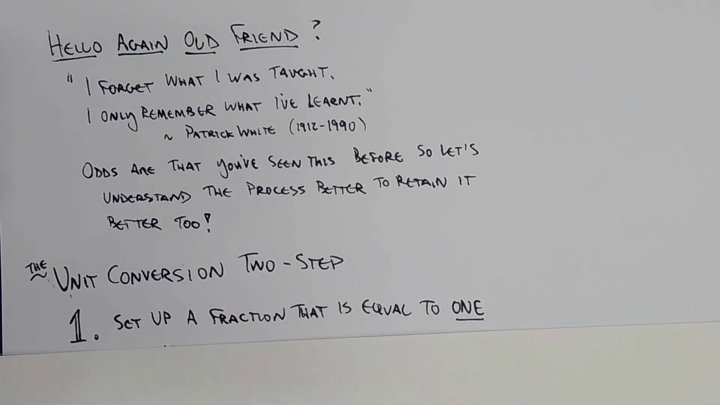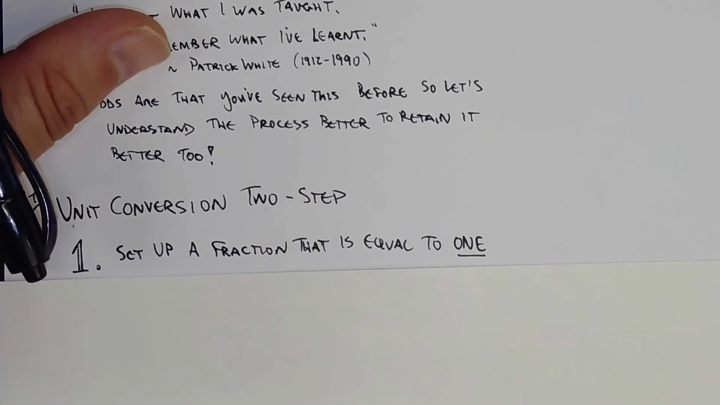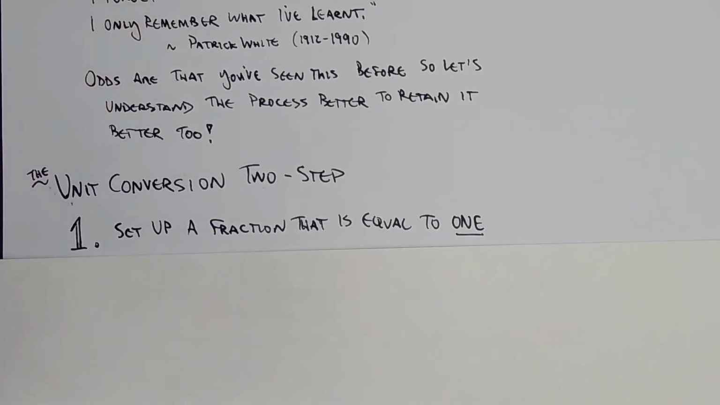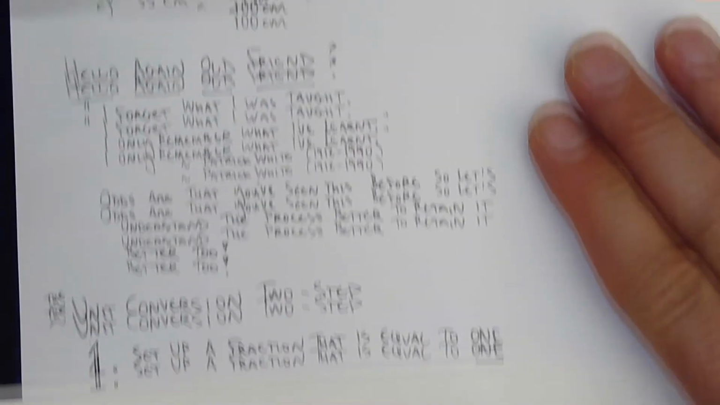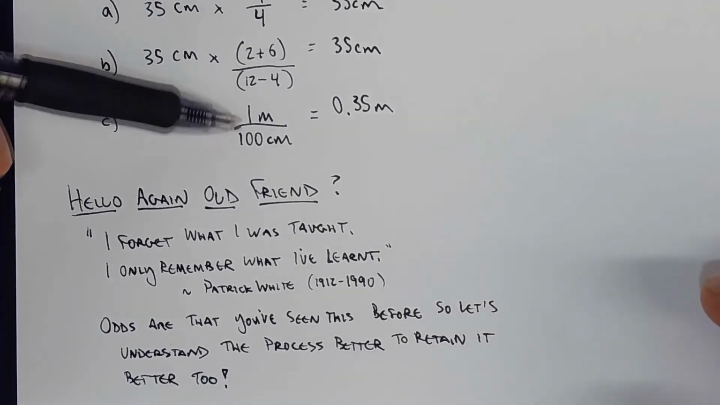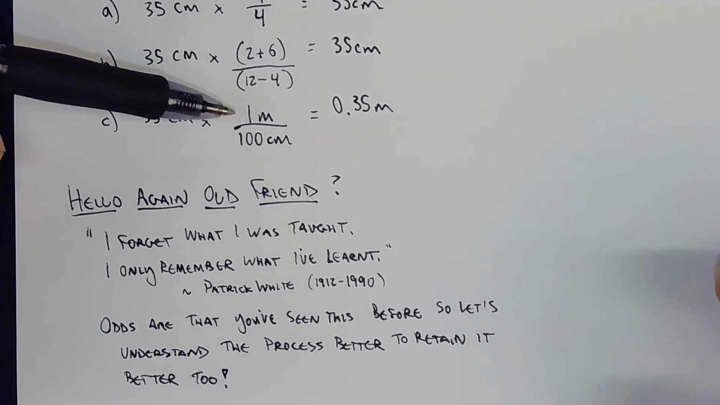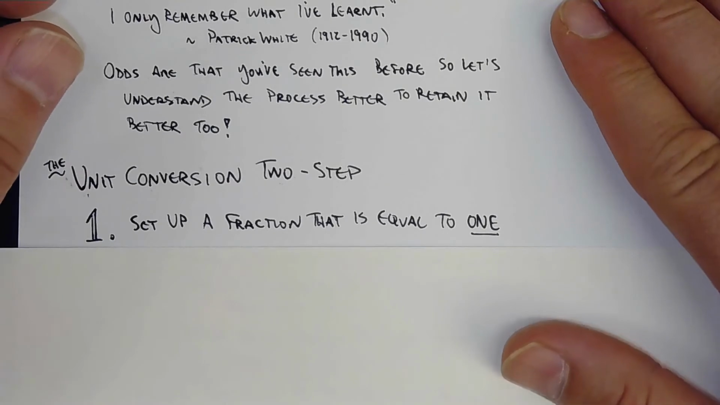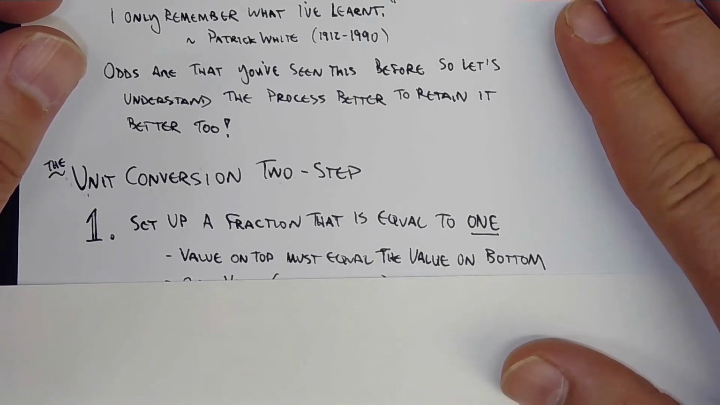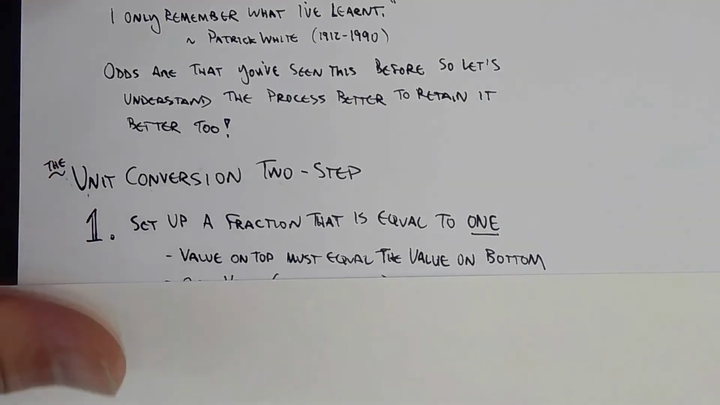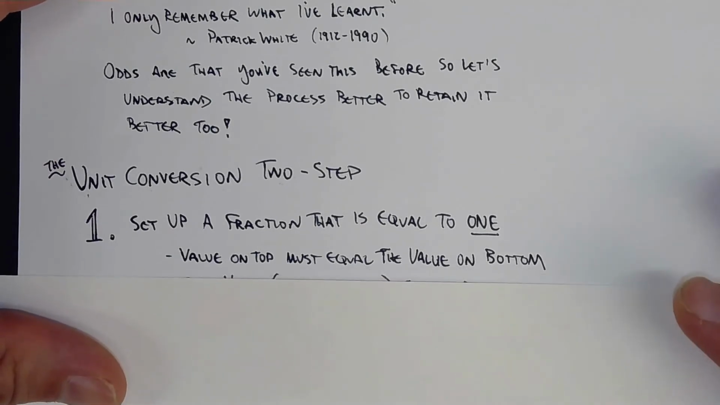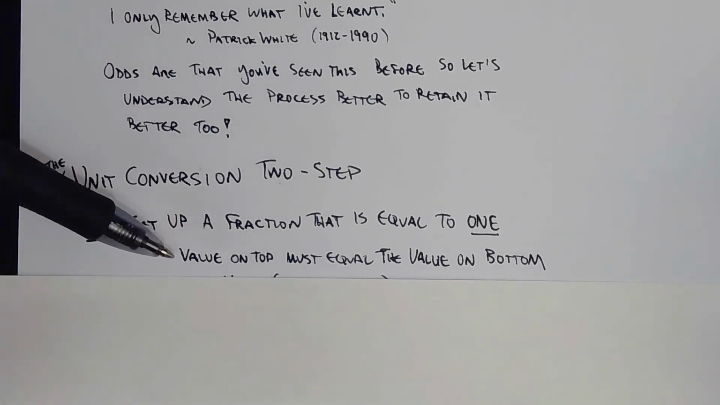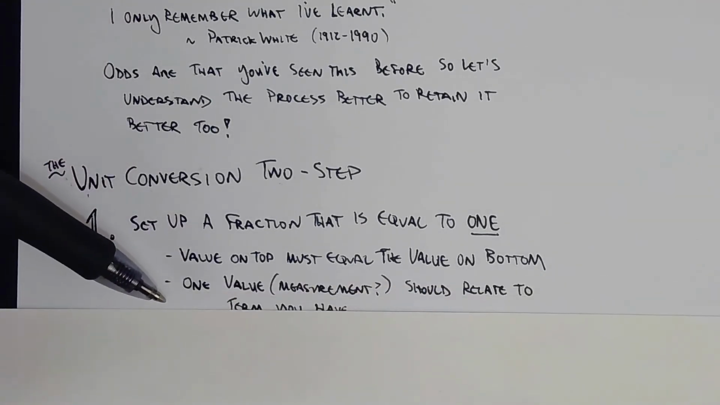And the first thing we need to do is set up a fraction that is equal to 1. Now, that's similar to what we did right here. This is a fraction that is equal to 1. The value on the top is equal to the value on the bottom. Now, this is going to require maybe a little bit of additional information. You might need to look it up in your textbook or online or something like that. But however you set it up, the value on the top must equal the value on the bottom.